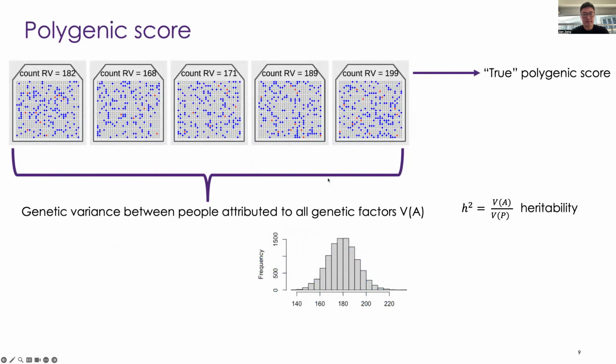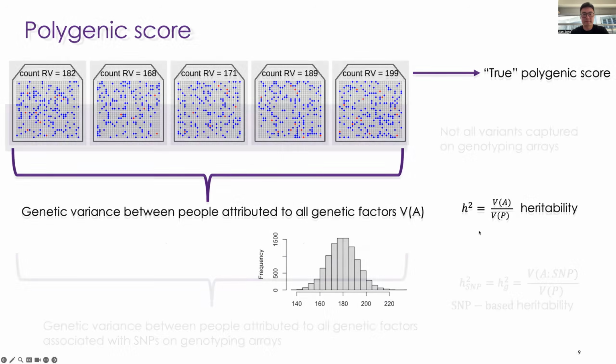Conceptually, if all risk variants had equal effects, then the true polygenic score would simply be the count of risk alleles. The variance of this true polygenic score across individuals is what we call the additive genetic variance, and this underlies heritability, which is the proportion of phenotypic variance due to genetic differences.